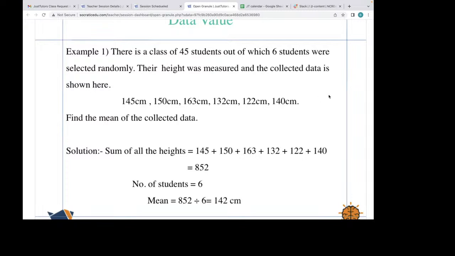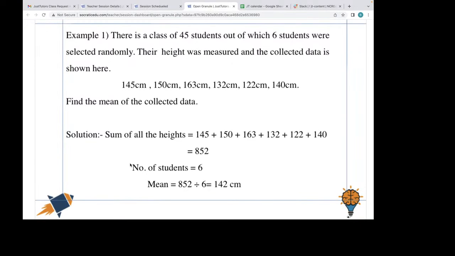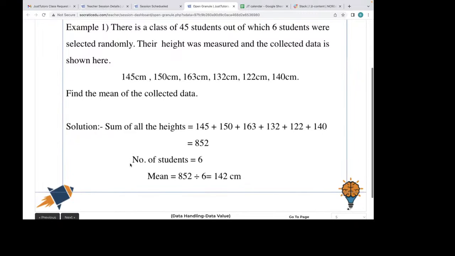So 6 students were selected randomly. 6 बच्चों को randomly select किया गया एक 45 स्टूडेंट्स की क्लास में से, और उसके बाद उनकी हाइट का मेजरमेंट लिया गया, जो कि हाइट्स थी ये these numbers. So now we have to find the mean of the collected data. अब हमें इस डेटा का, this is data right, so हमें इस डेटा का mean निकालना है. So how do we find the mean? What is the formula? We have learned on the last slide that the formula for finding the mean is sum of all observations divided by the number of observations.